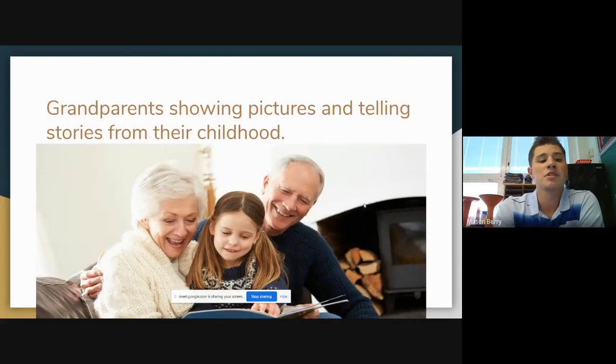Next, grandparents showing pictures and telling stories from their childhood. At the bottom, tell me, secondary or primary? This is a primary source because of the grandparents telling the stories and showing the pictures. Remember, pictures are a primary source. They were actually there to experience the events of their childhood. So it's a primary source.